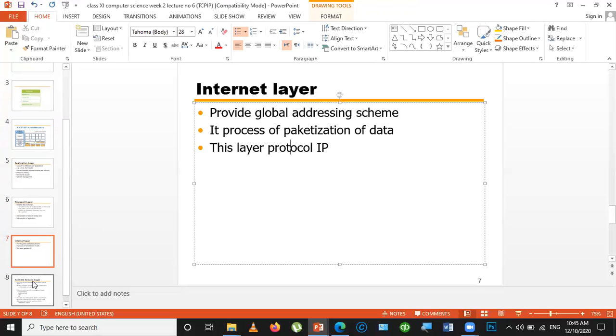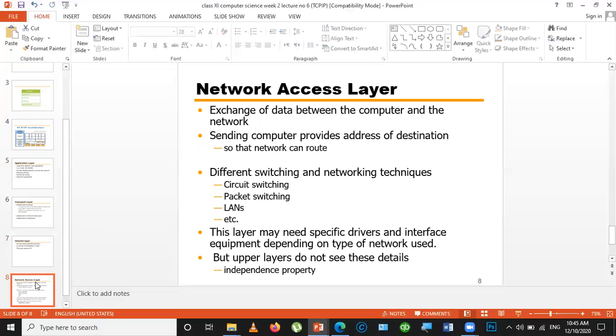Then we have another layer, which is the network access layer. This one deals with the exchange of data between the computer and the network. The sending computer provides the address of the destination so that the network can route it, using different switching and network techniques: circuit switching, packet switching, LANs, etc. This layer may need specific drivers and interface equipment depending on the type of network used, but upper layers do not see these details.